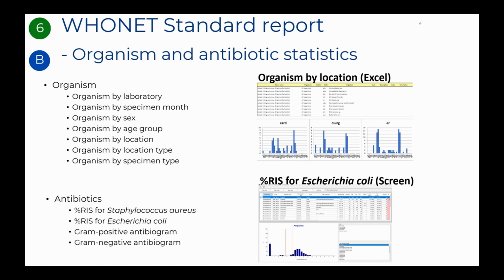For antibiotic results, WHONET provides the detailed %RIS reports for Staphylococcus aureus and Escherichia coli, as well as the summary for gram-positive and gram-negative antibiograms. In this graph, we see the distribution of diffusion results for Escherichia coli and ampicillin as they would appear on the screen.